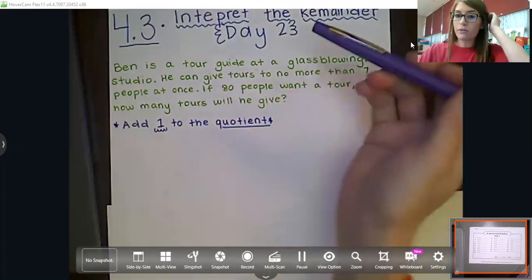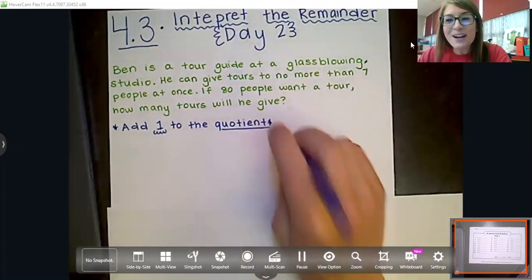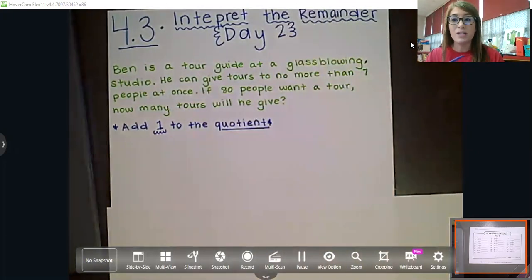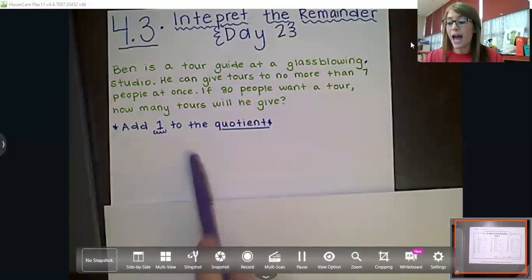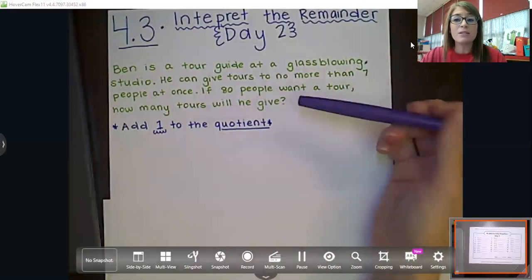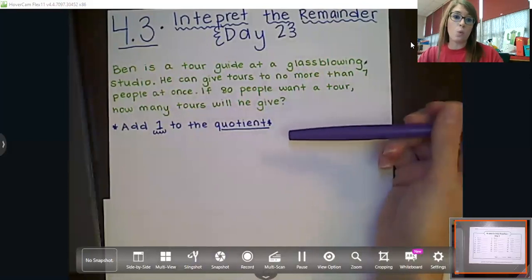Okay, so on Friday, we started lesson 4.3, which is interpreting the remainder. And we talked about how we could write our remainders as a fraction, or we could focus on just the quotient and kind of just forget about the remainder altogether. So today we're going to talk about the other two ways. One of those ways is we can just add 1 to the quotient. This problem is going to look a little bit familiar because it's the same one that we used on Friday. We're just going to look at the answer in a different way.